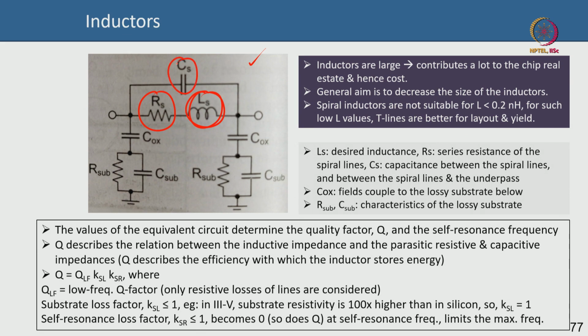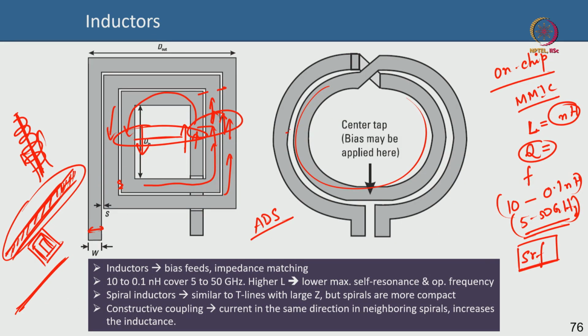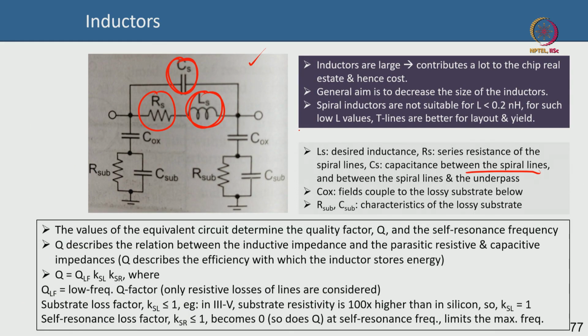What is Cs? And that is in parallel, by the way. The metal resistance is in series with the inductance that you desire, but the Cs, the capacitive coupling, is in parallel to this series combination, and Cs captures basically the capacitance between the spiral lines. Okay. So for instance, between the spiral lines you might have some capacitances. It also captures the capacitance between the spiral line and the underpass.